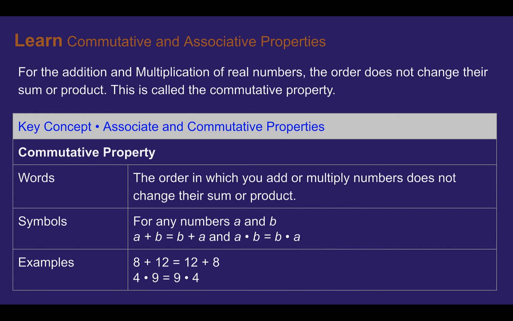Our other property is the commutative property. So this is like a rearranging kind of property. The order that you add or multiply doesn't change their sum or product. And the way they worded the examples here are sort of like the symmetric property. However, it's not always exactly the same. So if we look down at our numerical example, if we did 8 plus 12 first, we get 20. If we did 12 plus 8, we get 20. 4 times 9, 36. 9 times 4, 36.